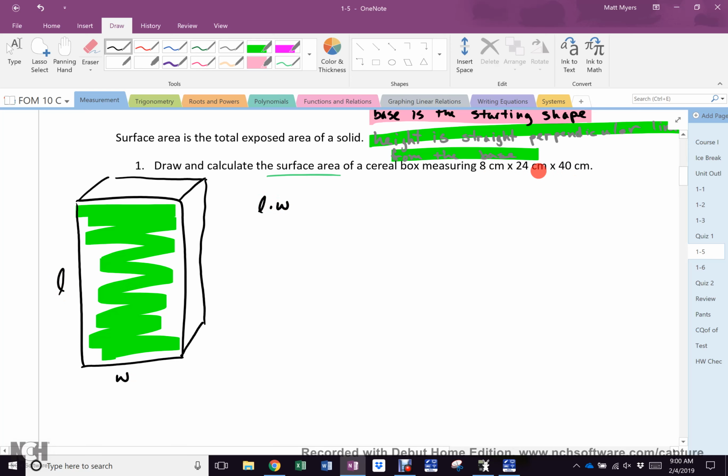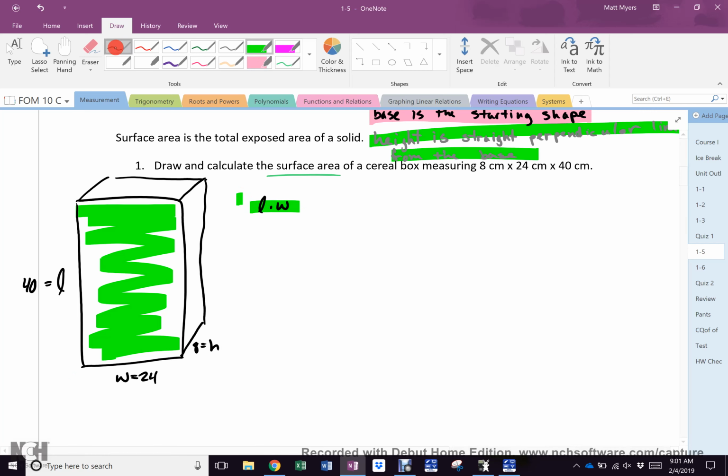Well, here's your 3 measurements. What number is going in for W? 24. What number is going in for L? 40. What's left? 8. So the way we've drawn this, there's my H. Agreed? So how many of these green rectangles are in my cereal box? 2. Why? Why are there 2 of the green rectangle? Because there's one on the back.